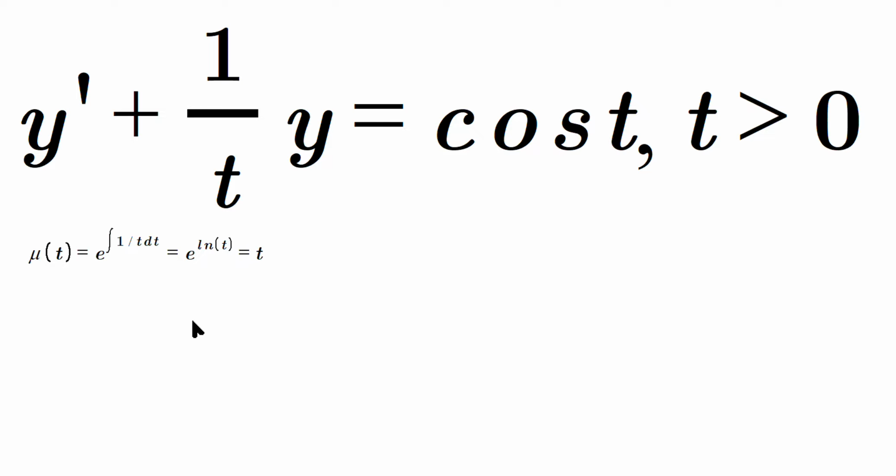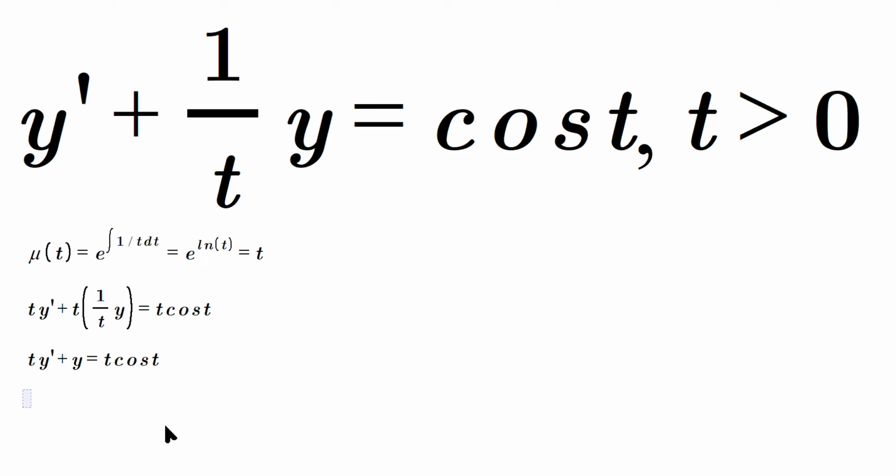So that means that t is what we're going to multiply every term by. So let's do that. We're going to have ty prime plus t times 1 over t y, and this is equal to t cosine t. So multiply everything by the integrating factor. Simplify, so ty prime, because as you see, t is greater than 0, it basically cancels off the t anyway. So it's going to be just y is equal to t cosine t.